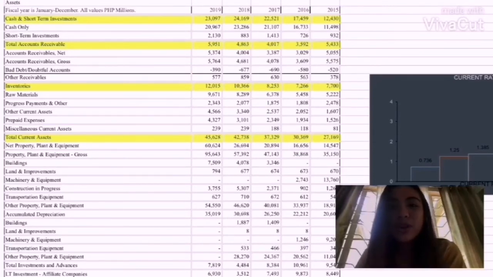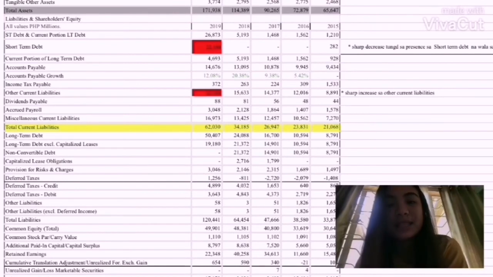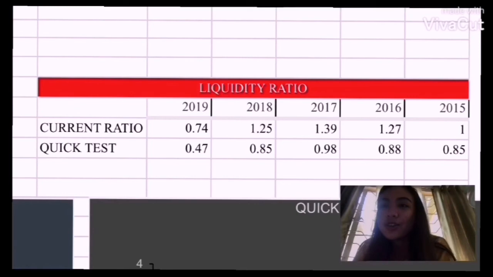So let's proceed to the quick ratio. The quick ratio is the second tool to measure the liquidity of the firm, which is the JFC. Just like in the current ratio, it mainly deals with the accounts of the current assets and liabilities. In the Excel file, the difference between the current ratio and quick ratio is very noticeable since it has dropped by more than 50. So as you can see there, the results of the quick ratio from 2015 to 2019 are 0.85, 0.88, 0.98, 0.85, and 0.47 respectively.